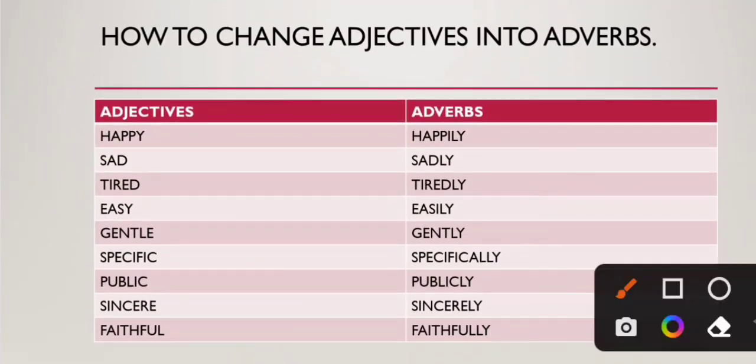How to change adjectives into adverbs? Happy, happily, ILY. When we remove Y, we add ILY. Sad, sadly, LY. Tired, tiredly, LY. Easy, easily. Whenever the word ends in Y, we have to convert it into ILY. Gentle, gently. Specific, specifically. Public, publicly. Sincere, sincerely. Faithful, faithfully.